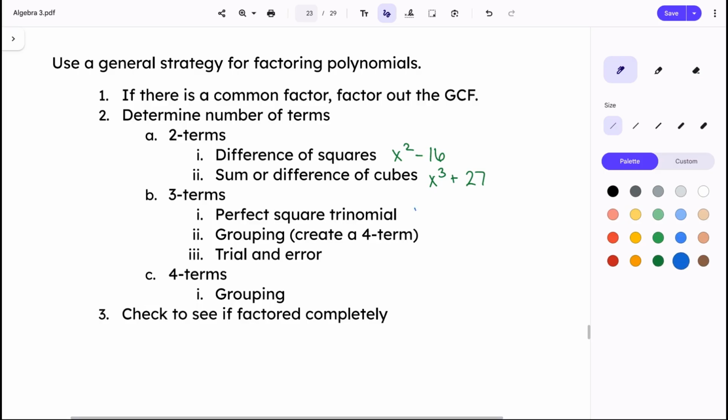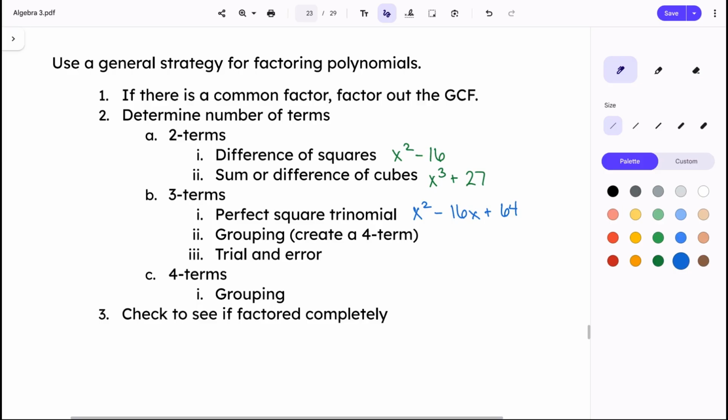If you have 3 terms, if it's a perfect square trinomial, like the one we saw earlier, x squared minus 16x plus 64, you check those rules. Do you have perfect squares at the beginning and the end? If you square root those and double it, is that the middle term? Okay, then you can use that shortcut pattern.